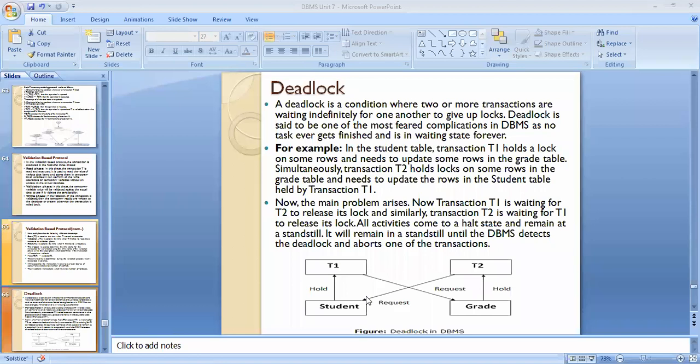And simultaneously, transaction T2 holds the lock on some rows in the grade table and needs to update the rows in the student table held by the transaction T1.